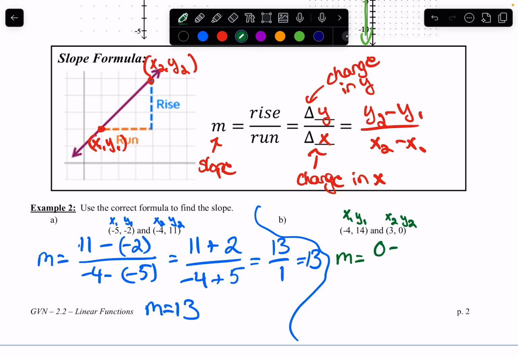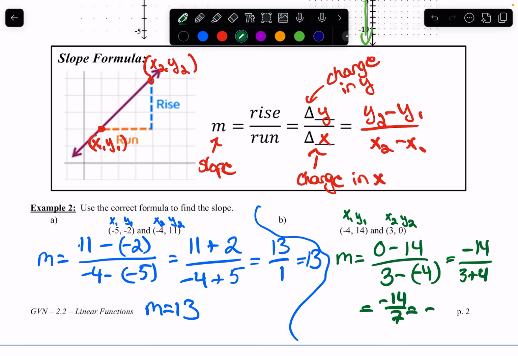y2 is 0 and y1 is 14. x2 is 3 and x1 is -4. So -14 over 3 plus 4, -14 over 7, which is -2. So our slope is -2.